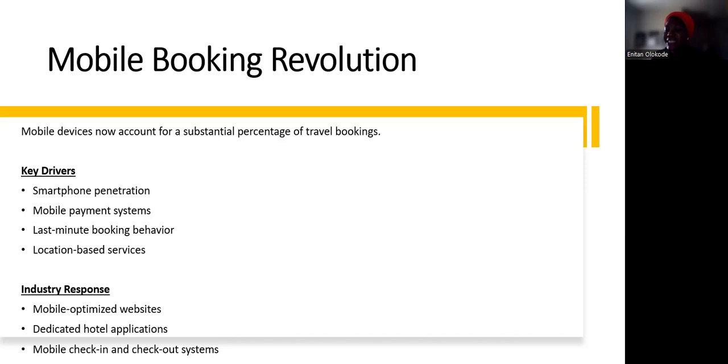We should invest in dedicated hotel applications. Nothing is stopping us from having our own app, just like we have several mobile banking apps right now. Nothing is stopping a hotel from having their own mobile reservation app as well, where a customer can just download the app, install it, and transact with you directly using the app.